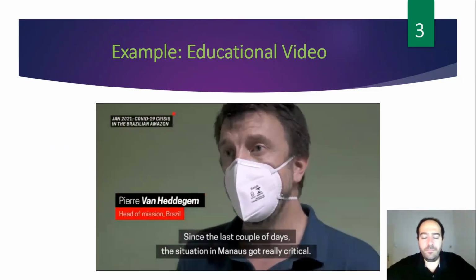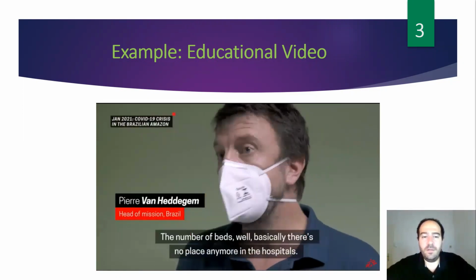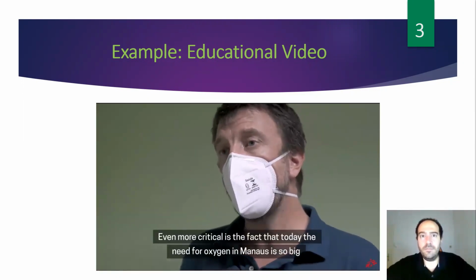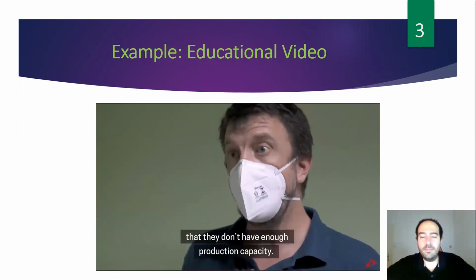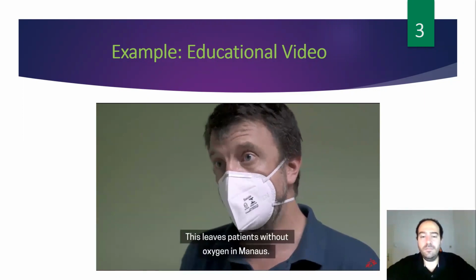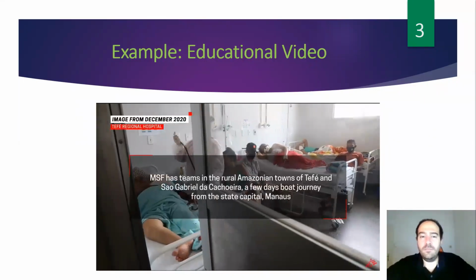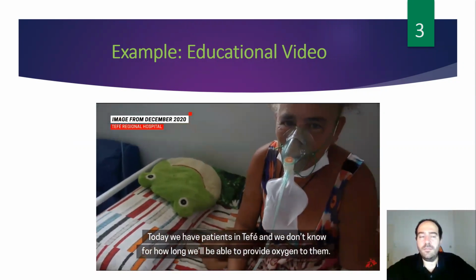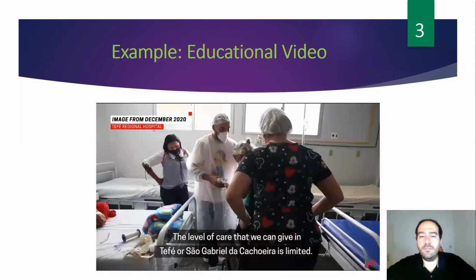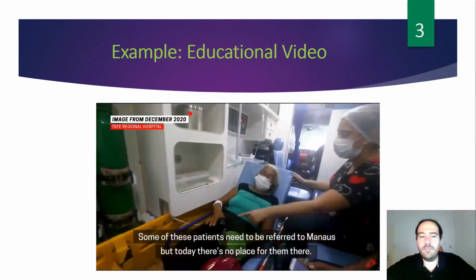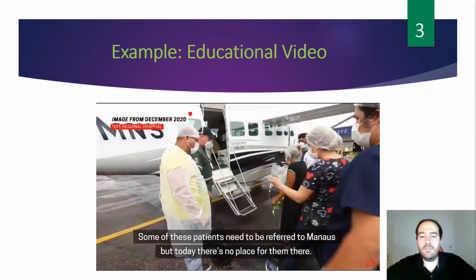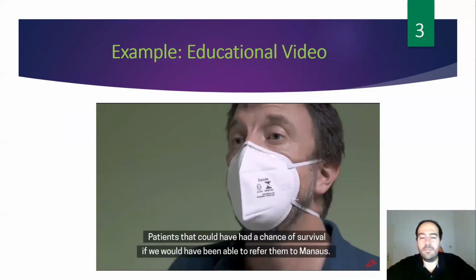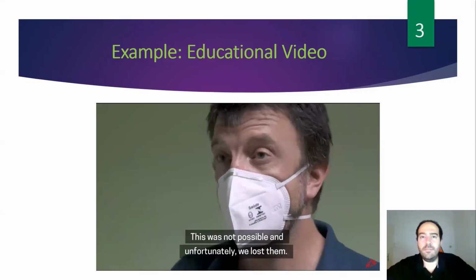Since the last couple of days, the situation in Manaus got really critical. The number of beds, well, basically there's no place anymore in the hospitals. But even more critical is the fact that today the needs for oxygen in Manaus are so big that they don't have enough production capacity anymore. This leaves patients without oxygen in Manaus. Today we have patients in Tefé, and we don't know for how long we will be able to provide them with oxygen. The level of care that we can give in Tefé or in São Gabriel de Cachoeira is limited. Some of these patients need to be referred to Manaus, but today there is no place anymore in Manaus. Now, middle of January, just this week, 3 patients died. Patients that could have had a chance of survival if we would have been able to refer them to Manaus. This was not possible, and unfortunately we lost them.